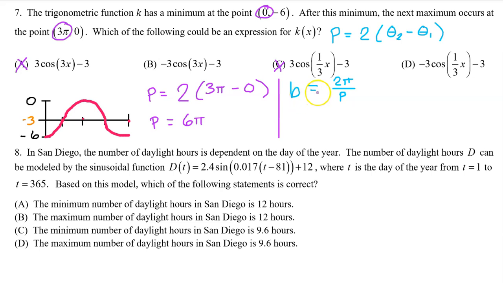The b value is given by 2 pi divided by the period. So in this case, the b value will be 2 pi divided by 6 pi. The pi's cancel out, and 2 over 6 reduces to 1/3. So the answer is D, because that's the option that has the correct b value.